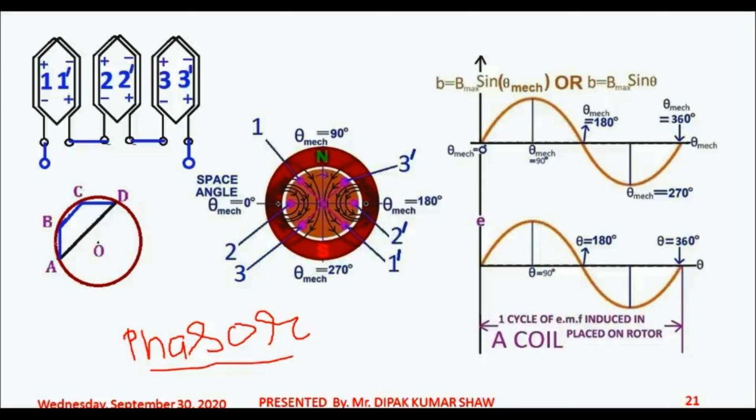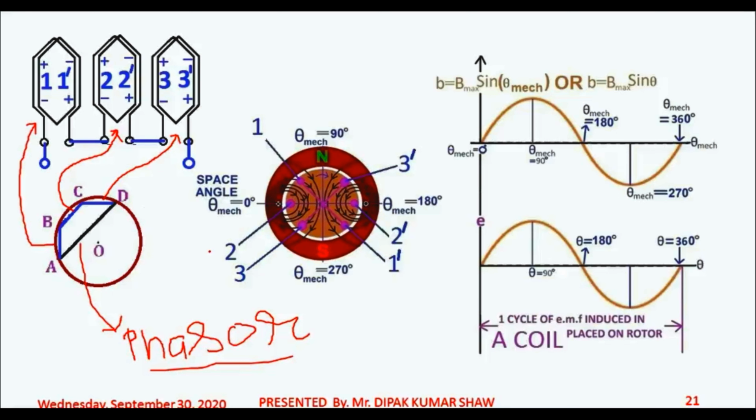So AB is the EMF induced in coil 1 1 dash, BC is the EMF induced in coil 2 2 dash, CD is the EMF induced in coil 3 3 dash, and the phasor sum of these three coils is AD. So AD is the phasor sum of the EMF induced in the three coils. Why are we not allowed to take the arithmetic sum? Why do we have to take the phasor sum?